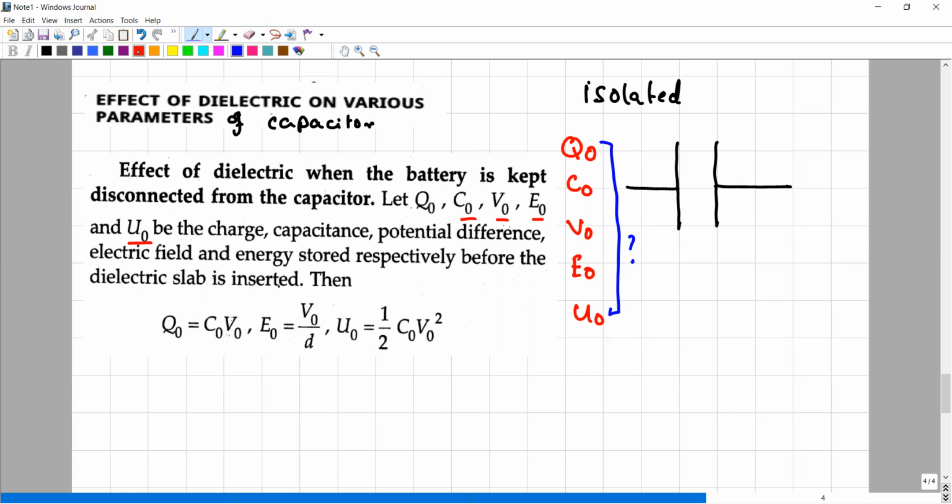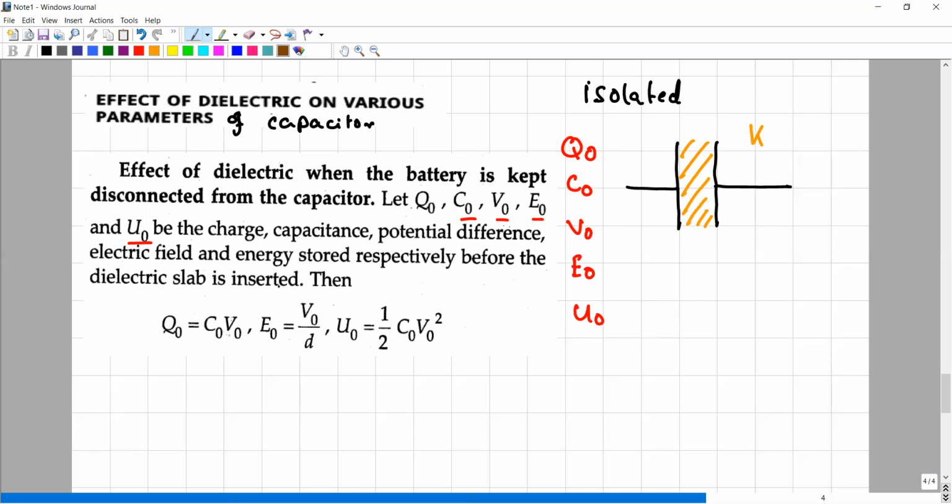What happens to these five parameters when a dielectric is inserted between the plates? If I insert a dielectric of dielectric constant K between the plates, then these five parameters will change. There will be some change happening to these five: charge, capacitance, potential, electric field, and energy. Some change will happen, and we have to understand what the change is going to be.